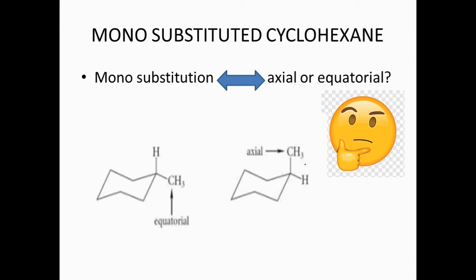Among these, which one is more stable? In almost all cases, the conformer with the substituent axial is higher in energy. That means axially substituted cyclohexanes are less stable and exist in lesser amounts. What is the reason for that? Let's check it.